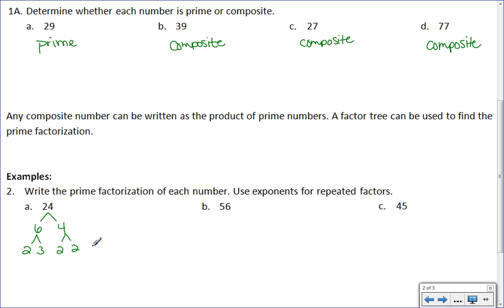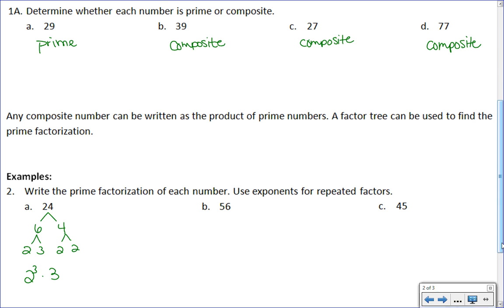So here I see it says use exponents for repeated factors. I see 1, 2, 3 factors of 2, so that's 2 to the third, and then a 3. And the nice thing about these is that you can very easily check these. If this is the correct prime factorization, it should be unique, meaning that if I multiply 2 to the third times 3, it should give me 24. So 2 to the third is 2 times 2 times 2, which is 8. 8 times 3 is 24.